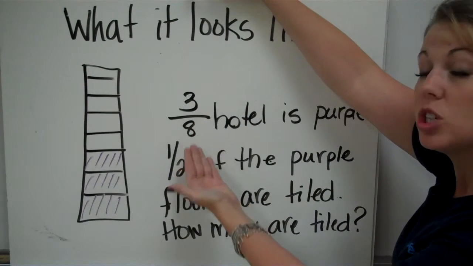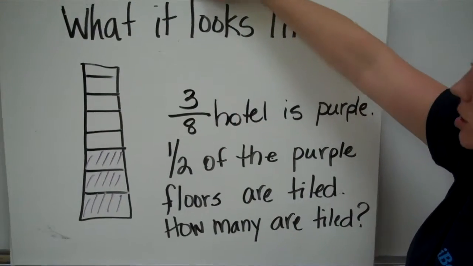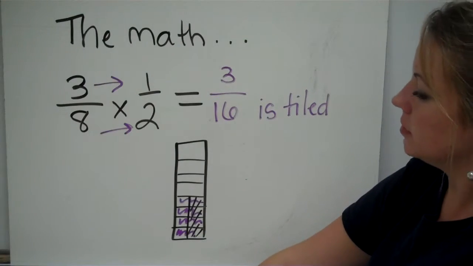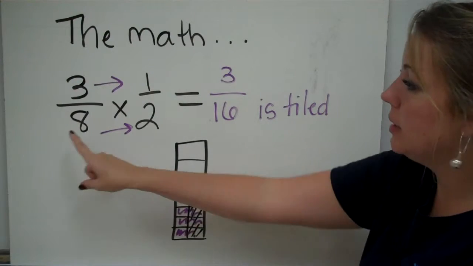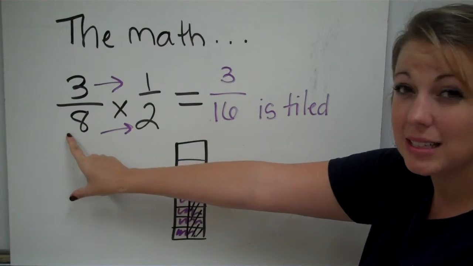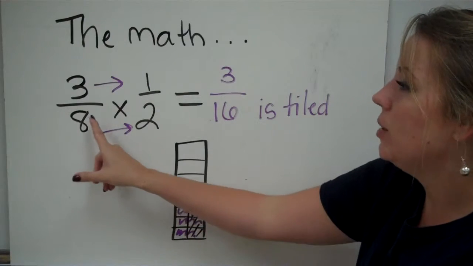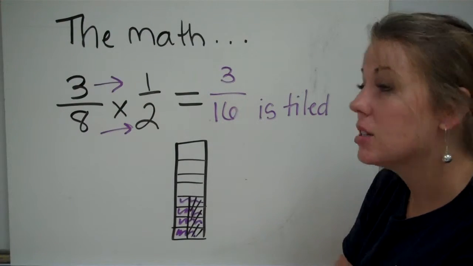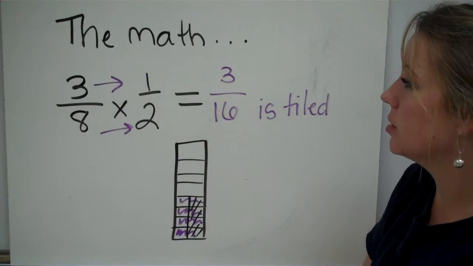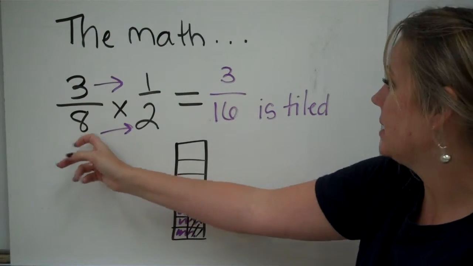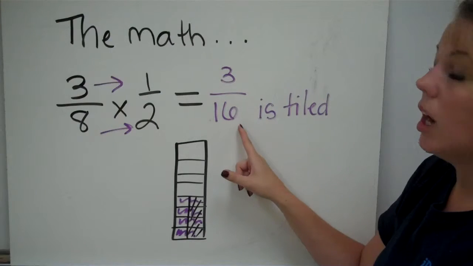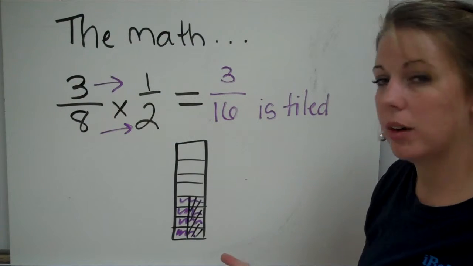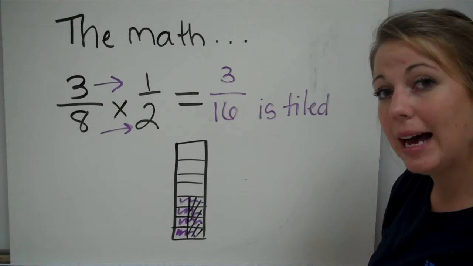Again, we have a portion of a portion, or a piece of a part. Here's the math behind what the hotel owner would need to be able to do. He would need to be able to take 3/8 of his hotel and half it. So he's going to multiply his numerators, 3, and his denominators, 16. So he's going to know that 3 of the 16 whatever parts of the hotel need to be tiled.